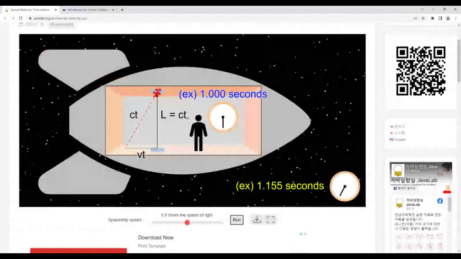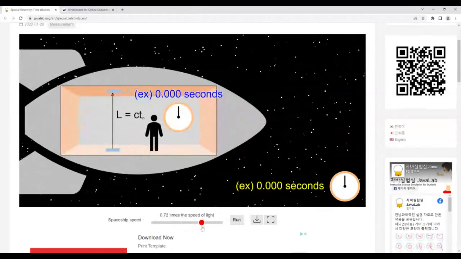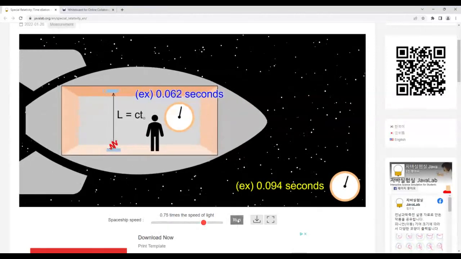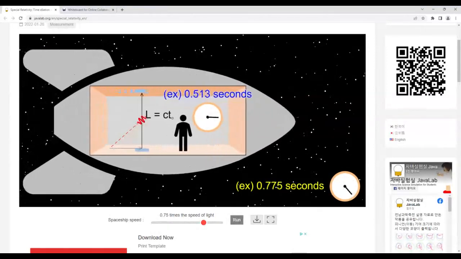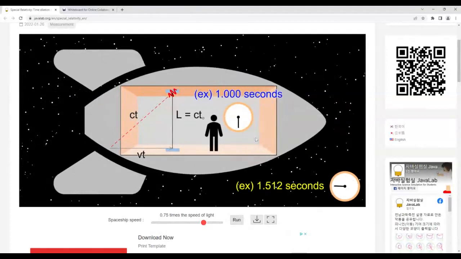Okay, and then we need 3/4 of the speed of light. So we'll dial in 0.75. I'm going to run one more of these. All right, so we could plug into that formula, or we can read from here that we end up getting a relativistic factor of 1.512.